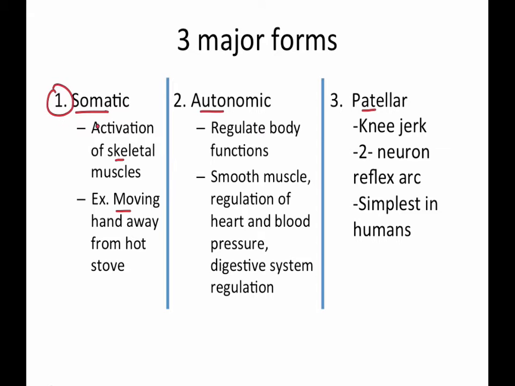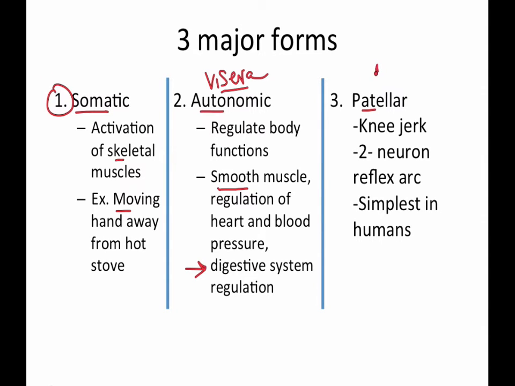That's somatic. Autonomic is the regulation of body functions. This is going to happen automatically. You don't even know what's going on. This would be things that are happening in the viscera. So smooth muscle, regulation of the heart, regulation of blood pressure, digestive system regulation, all of those are happening automatically, but they're still responses or reflexes in response to some sort of stimulus that's coming from the inside of your body.